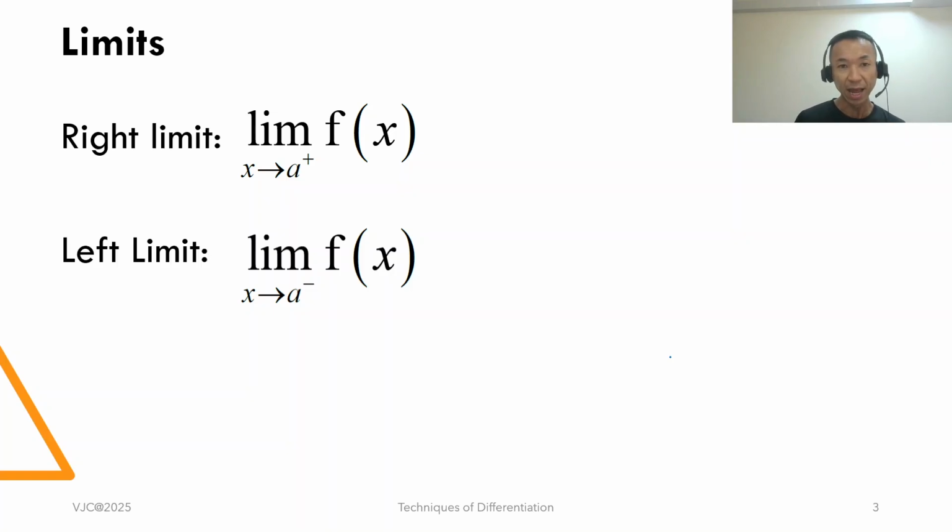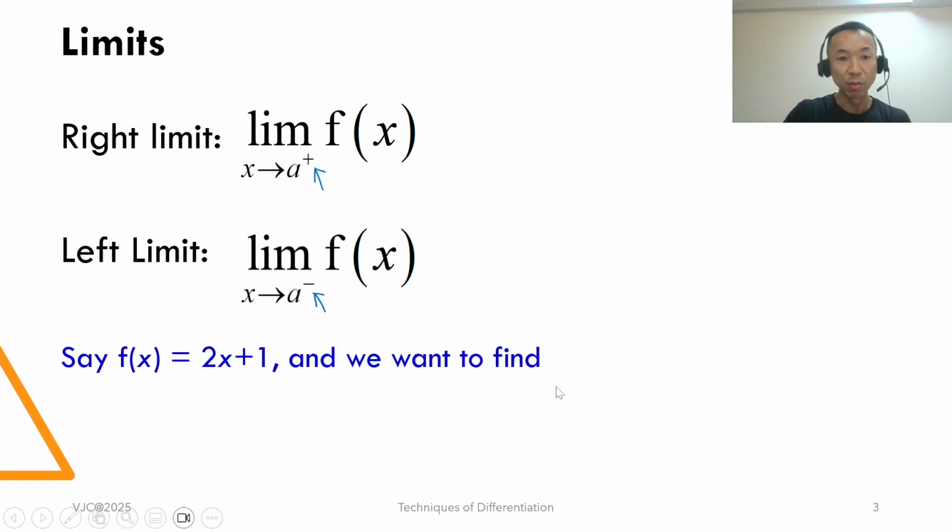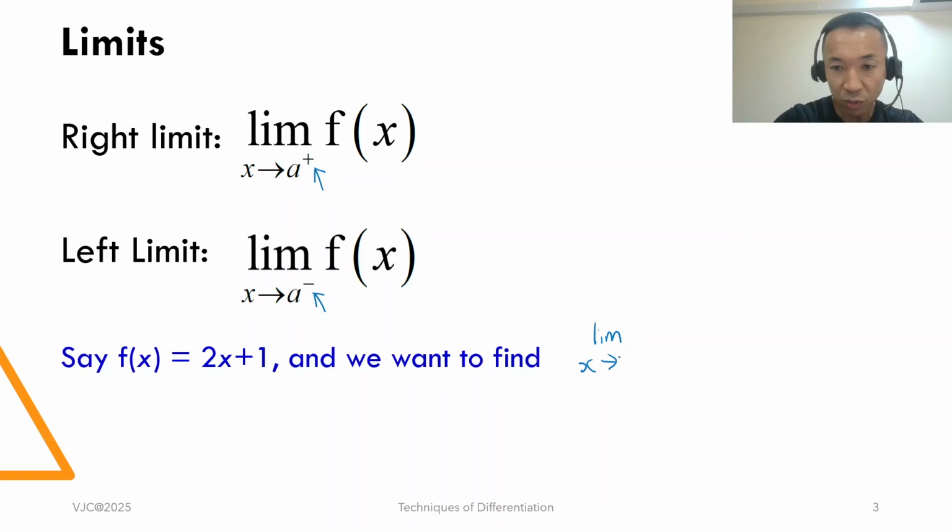The right limit essentially is the value as x approaches a from the right. The left limit is as x approaches from the left. This is from the right, that means a plus, and this is from the left, a minus. Let's be a bit more concrete. Say for example, f(x) is 2x plus 1, and we want to find, say, the right limit, that means the limit as x tends to, let's use the value 0, of 2x plus 1.